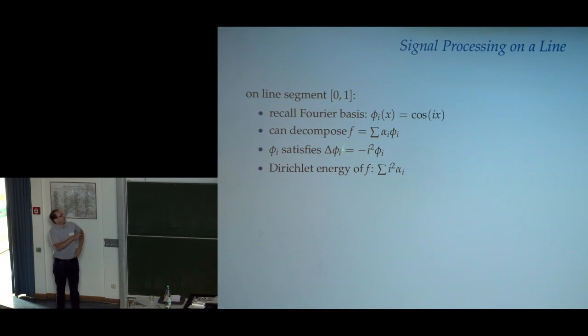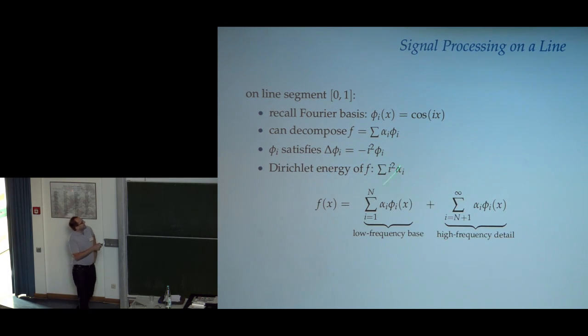And so if I have some function f and I express it as a sum of a bunch of these cosines, if I know the coefficients of this expansion, I can just calculate this Dirichlet energy as a sum of i squared times the coefficients. The reason for this is if I take phi times Laplacian of phi, that's going to be the same as the negative of the Dirichlet energy, right? And if these things are normalized appropriately, I'm just going to get i squared.